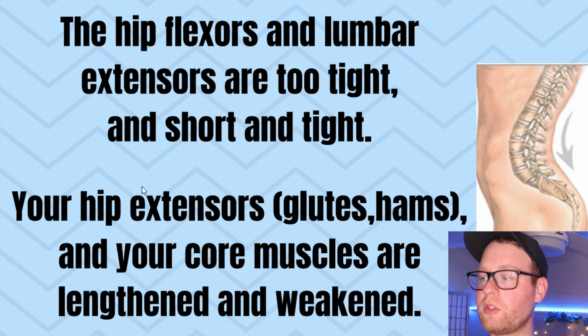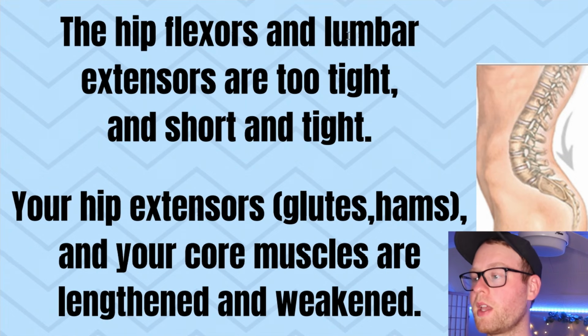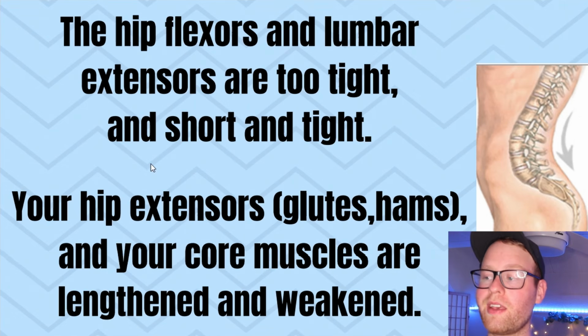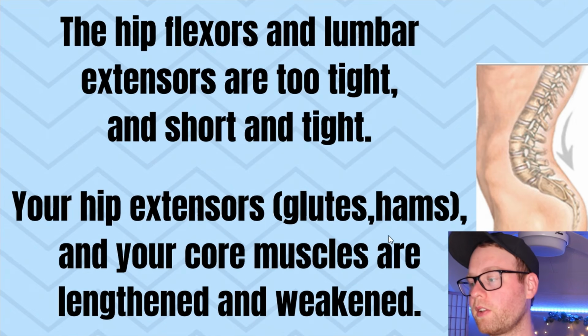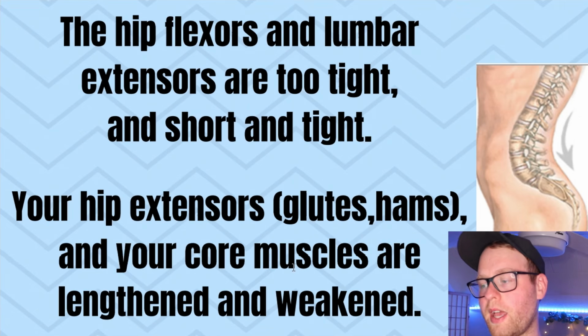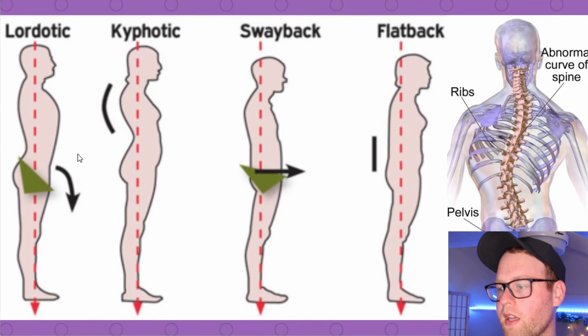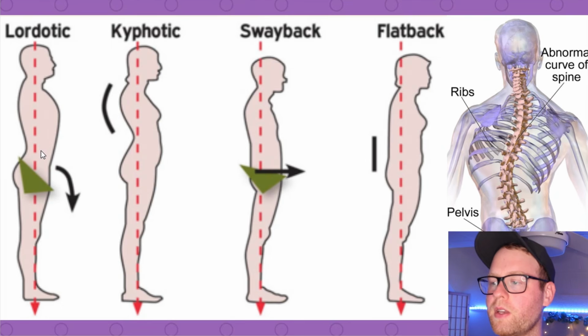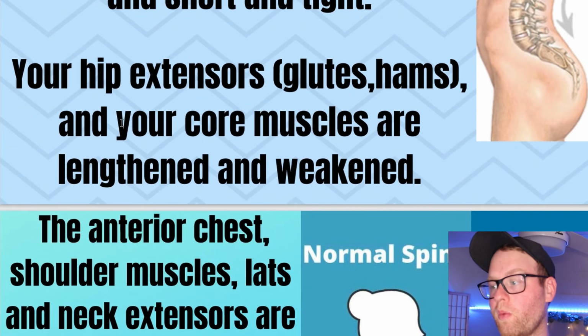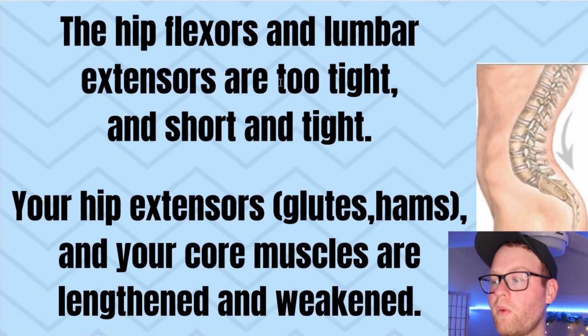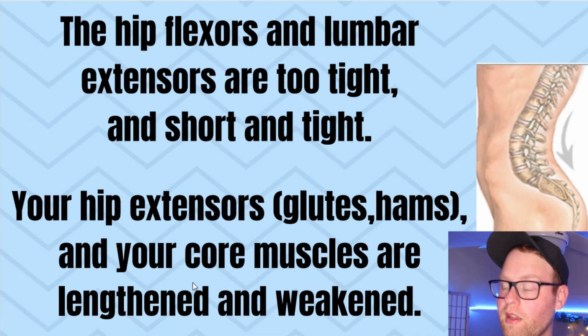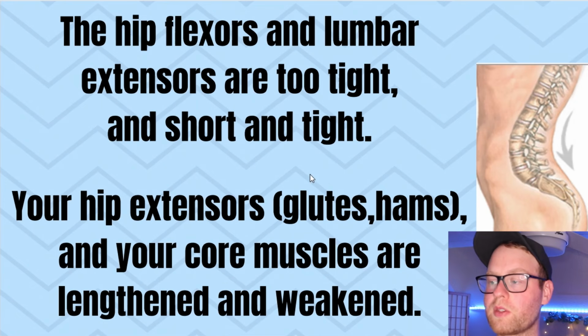So I would definitely make sure to memorize this stuff right here. The hip flexors and lumbar extensors are too tight and too short when you're dealing with an exaggerated lordotic curve. And your hip extensors, which really are the muscles on the opposite side of the body, the glutes and the hamstrings, are also tight, but they're tight because they're over lengthened and they're weakened. And again, if we go back up to here, it all makes sense that that would be the case. So make sure you understand which muscles are too tight, which ones are also too tight but because they're lengthened, and make sure you understand why those muscles are that way.